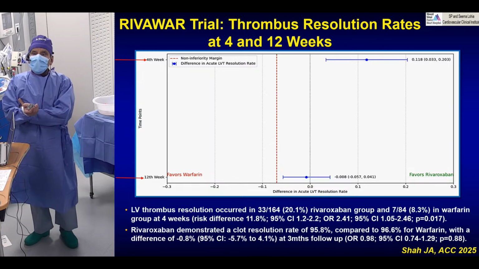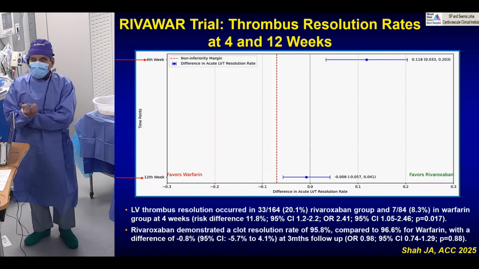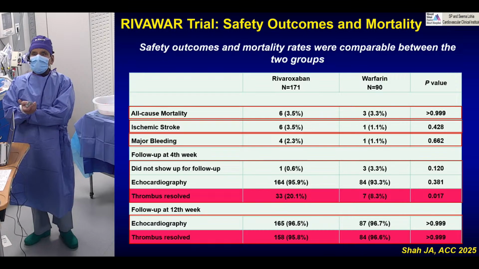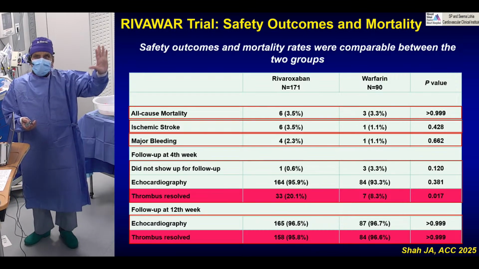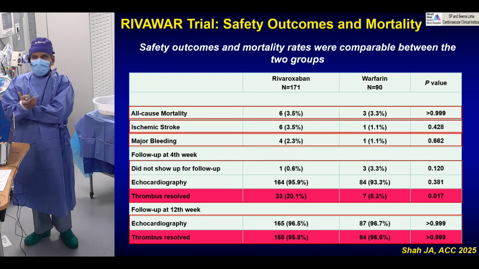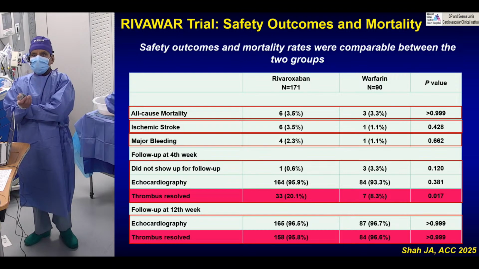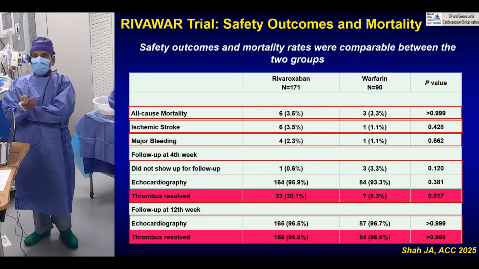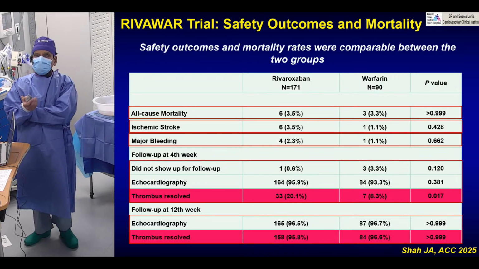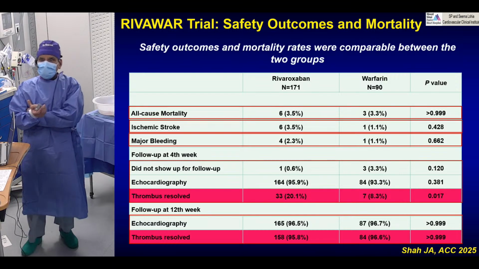You say, okay, as long as it did not embolize. So what are the individual endpoints here? Basically, all-cause mortality, ischemic stroke, and major bleeding were all identical, as you can see. Resolution of thrombus was faster in the rivaroxaban group, but at 12 weeks, both were identical.